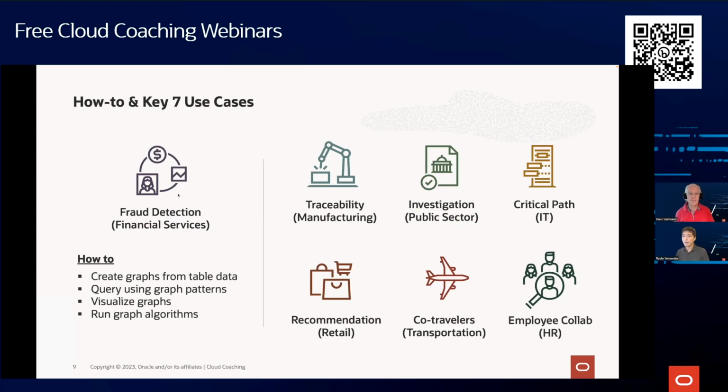Okay, in the demo part, I'm going to talk about how to create graphs from table data, how to query using graph patterns, how to visualize graphs, and how to run graph algorithms. All the basic operations, how we can manage a graph database. And for explaining the basic operations, I'm going to take a very popular use case, fraud detection use case in financial services. And then I will take 15 to 20 minutes to introduce all these operations.